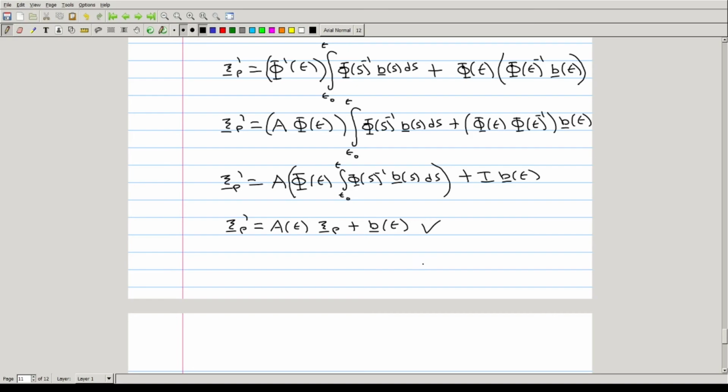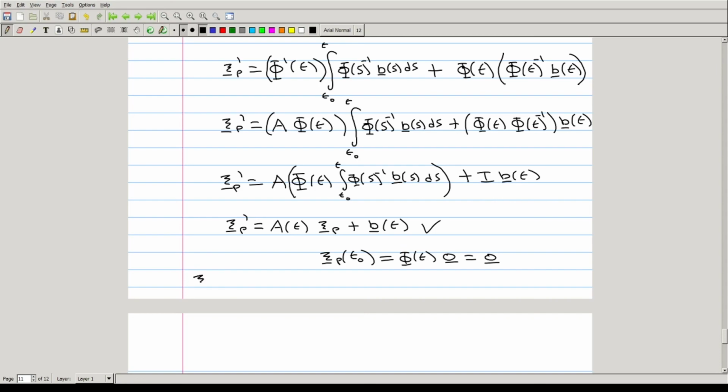So it is a particular solution because psi p does in fact satisfy the differential equation star and the initial condition. If you plug in t naught here, you get the integral from t naught to t naught, which is the integral from a constant to itself, which is equal to 0. So this will be phi of t multiplied by the 0 vector, which is just equal to the 0 vector.